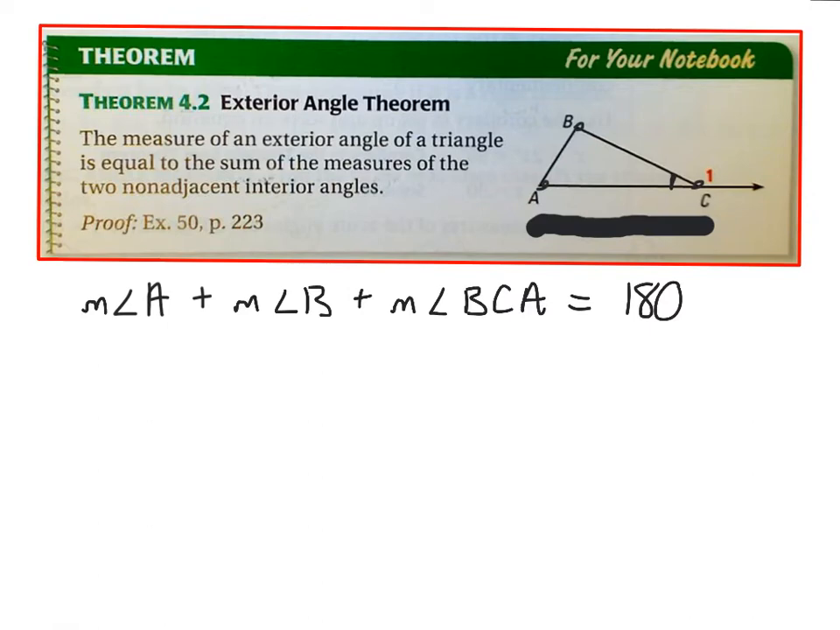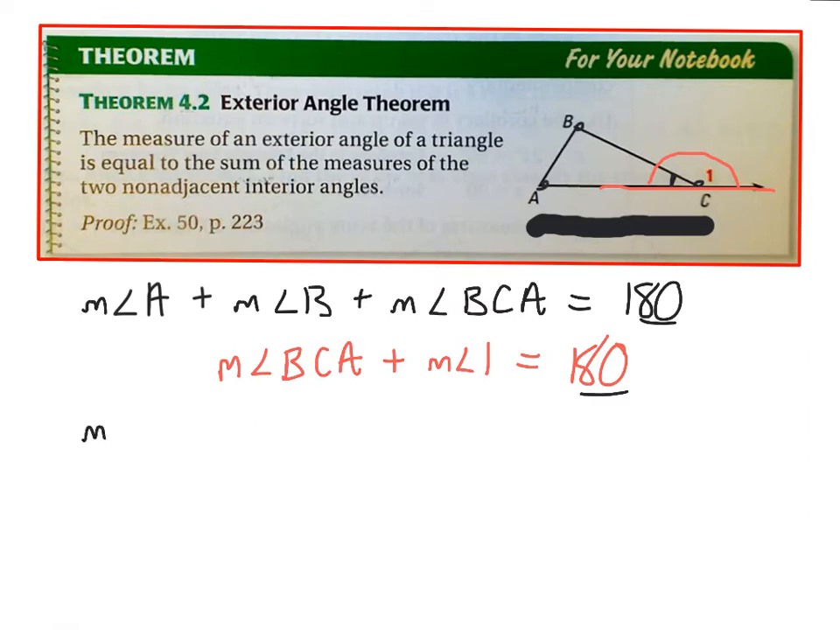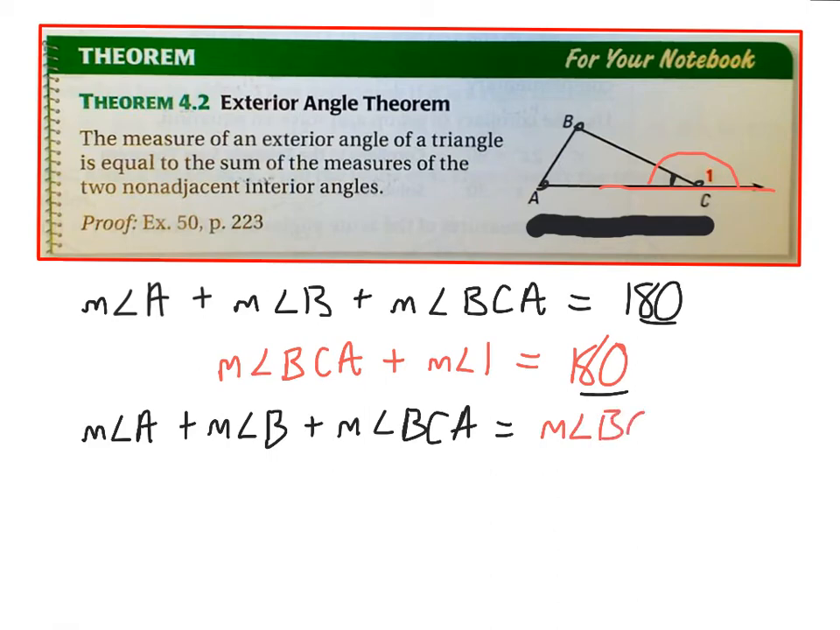Now, what's also true is because these two angles off to the right form a straight angle, I could say that the measure of angle BCA plus the measure of angle 1 is going to equal 180 degrees because they form a straight angle. Well, if they both equal 180 degrees, I can go on and say that the measure of angle A plus the measure of angle B plus the measure of angle BCA is going to equal the measure of angle BCA plus the measure of angle 1.